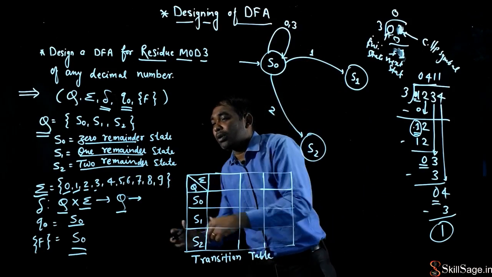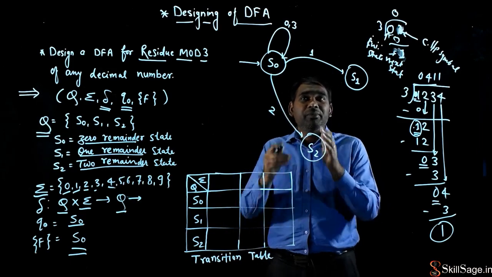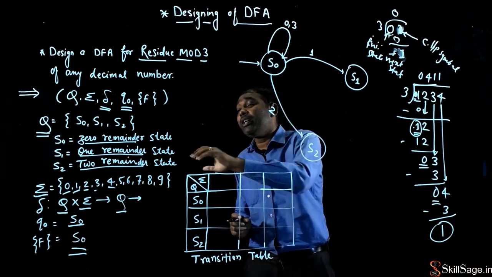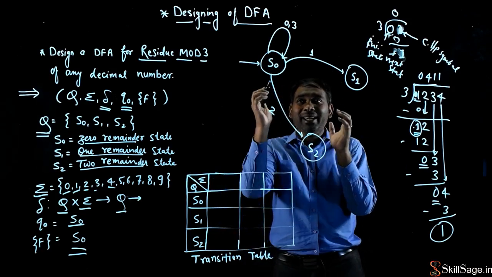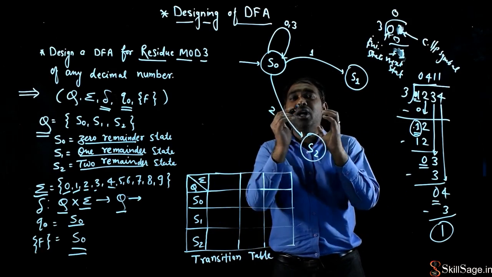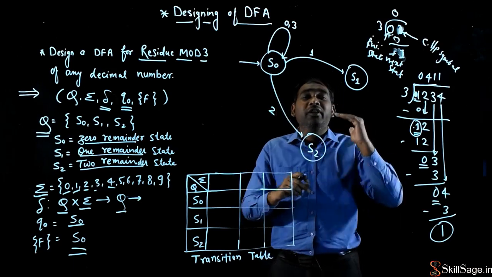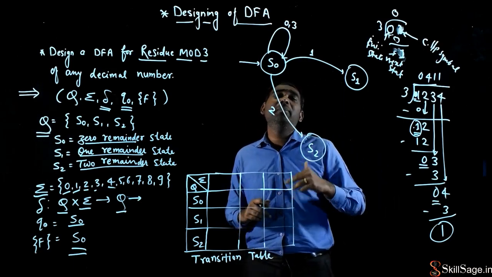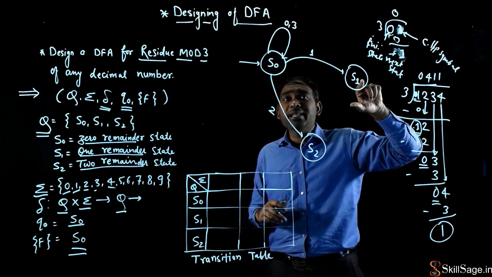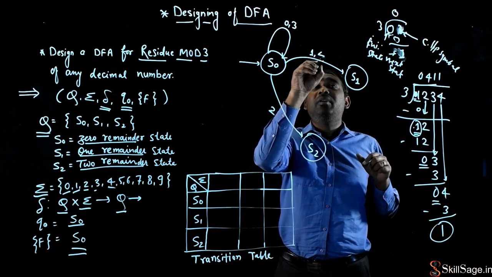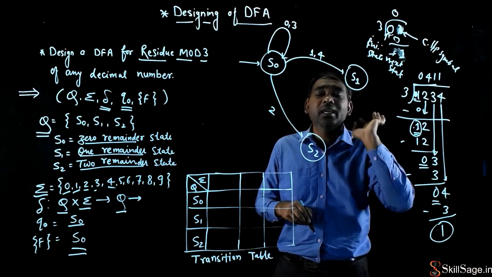What about this 4? I am at state S0, that means a 0 remainder is there. My next input symbol is 4. If I club my current state and the current input symbol, my current state is 0, current input symbol is 4, my number becomes 0, 4. If I divide this 0, 4 by 3, what will be the remainder? 4 divided by 3, my remainder is 1. That means my next state is S1. So if I take a transition on 4 from S0, I am going to the S1 state.